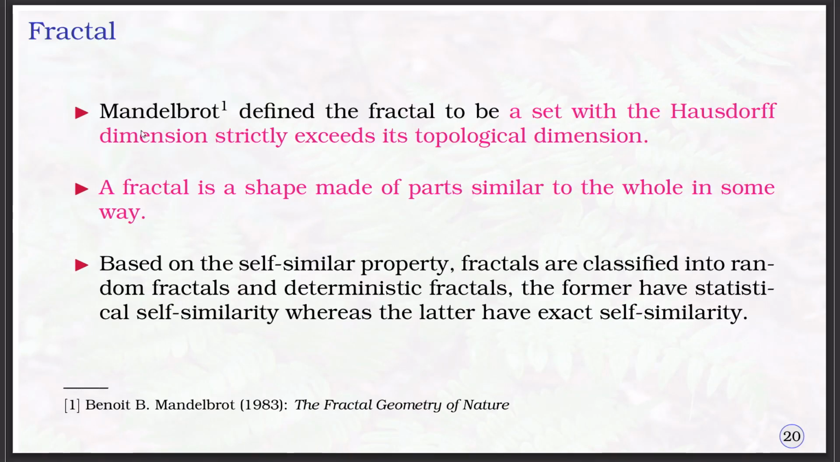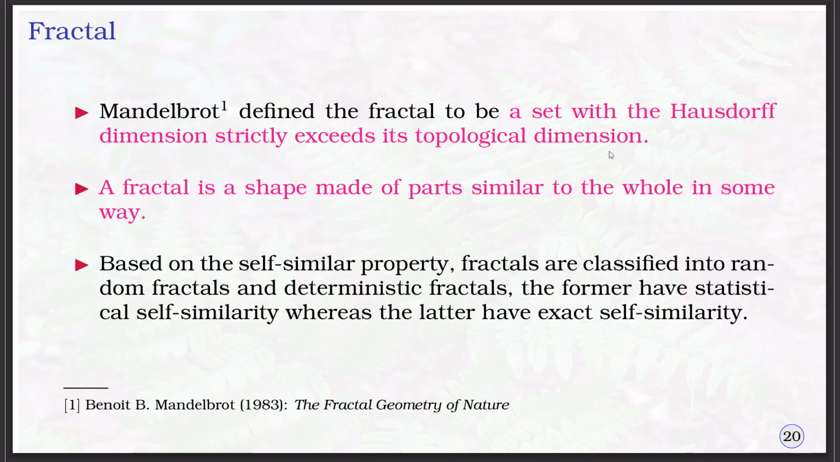So, he gave the definition of fractal in two ways. One is based on the dimension, another one is based on the self-similar property. Let us discuss what a fractal is in terms of these two types of definition. So, Mandelbrot defined a fractal to be a set whose Hausdorff dimension strictly exceeds its topological dimension.